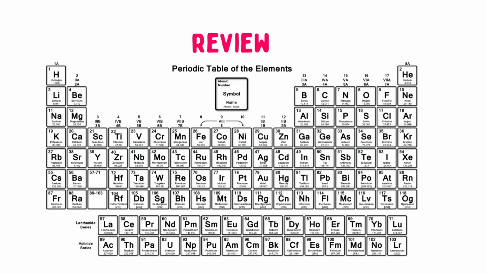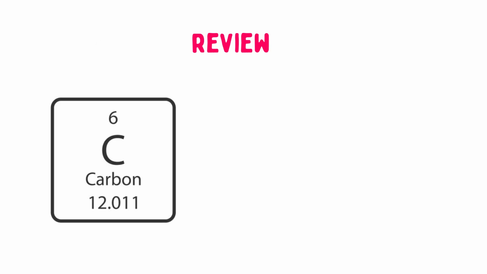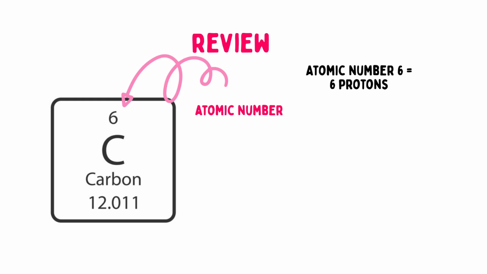Before we define each term, let's review some basic information to help you prepare for what's to come. First, when looking at the periodic table, you can find a lot of useful information. Let's take carbon, for example. Carbon has an atomic number of 6. This tells you that every carbon atom has 6 protons.